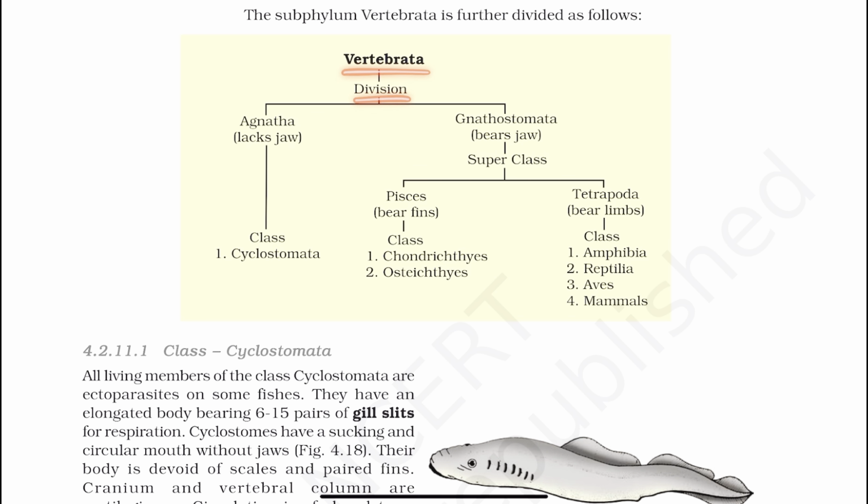Vertebrata division: Agnatha, which lacks jaws. Class: Cyclostomata. Gnathostomata bears jaws. Superclass: Pisces, which bear fins. Class: Chondrichthyes and Osteichthyes. Superclass: Tetrapoda, bear limbs. Class: Amphibia, Reptilia, Aves, and Mammalia.